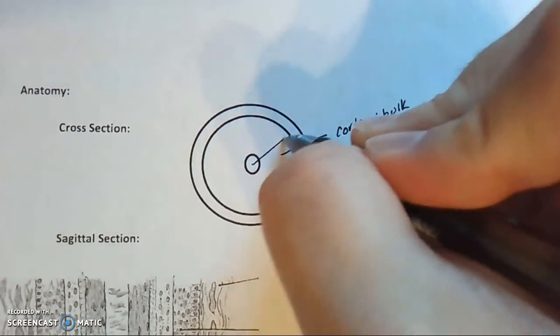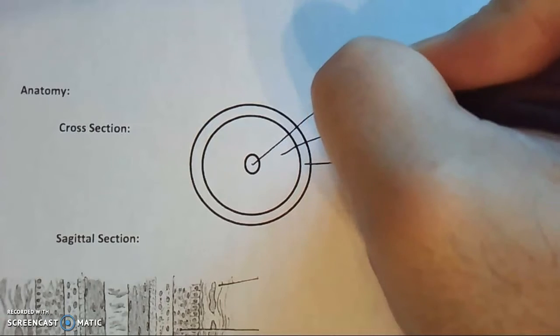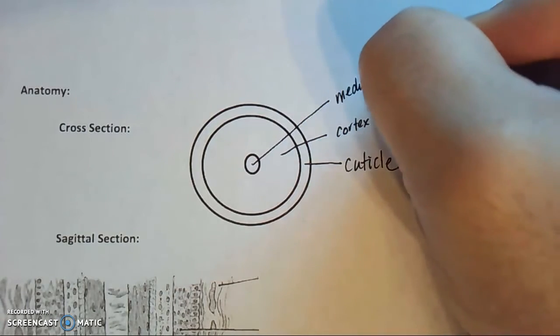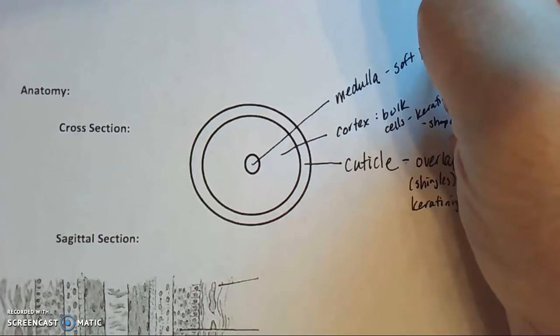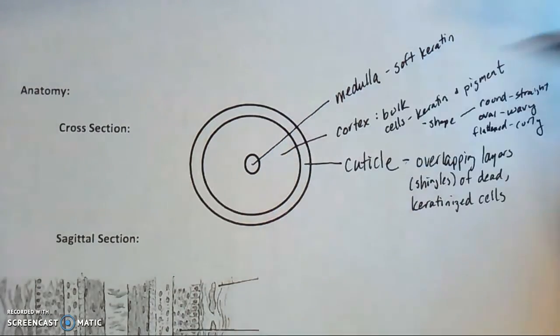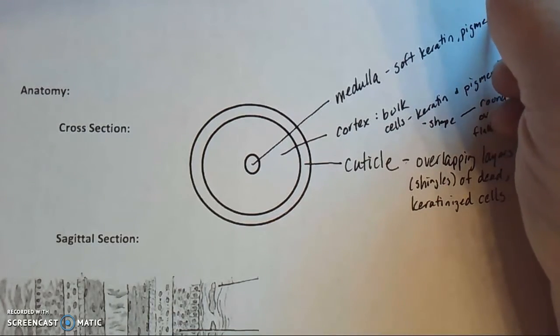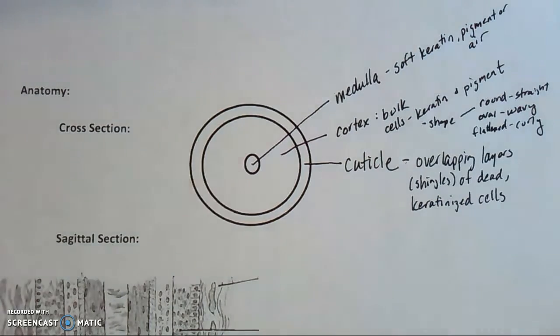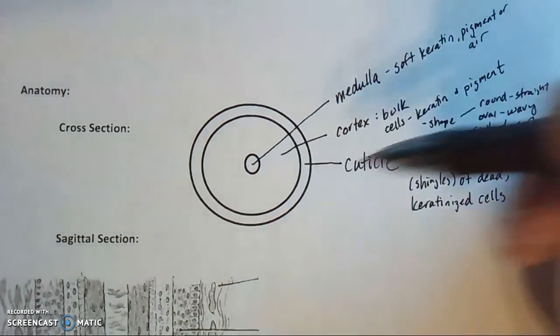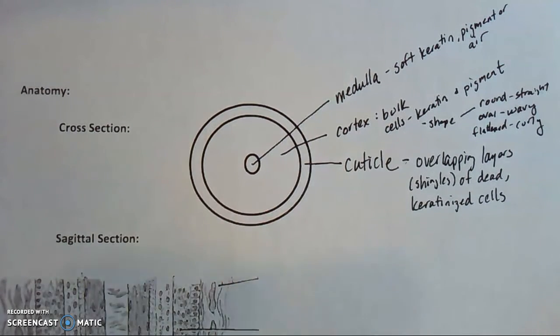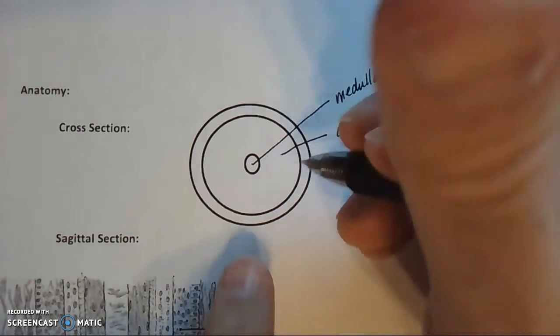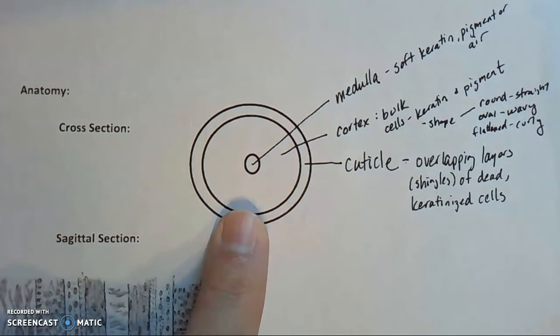And then the inside is called the medulla. This is soft keratin. So it hasn't hardened yet, so it hardens as it goes out. And we also have pigment here. Or if we have a lack of pigment, we can have air in there, and that will give us white hair. So if pigment is lacking in the hair, in both the medulla and the cortex, then we have white or gray hair. So it starts turning color. And these are the concentric layers that are found in a hair.